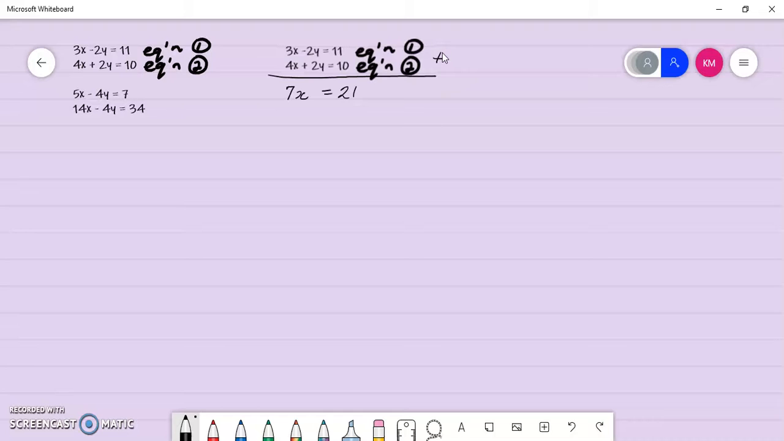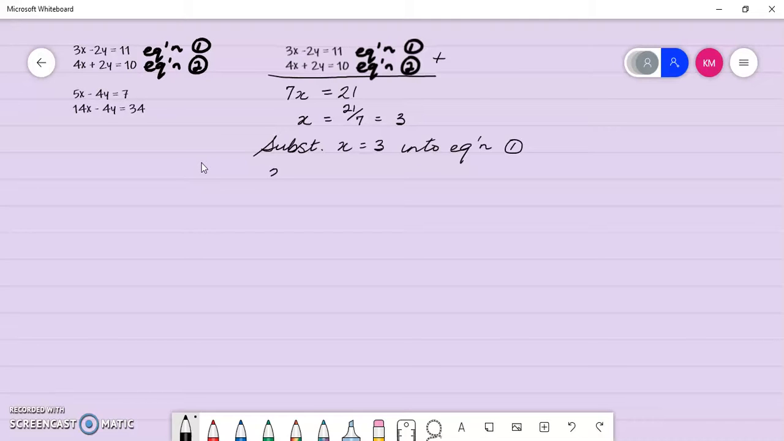So now I have an equation with one variable. I can solve for x. If 7x equals 21, I'm going to get x is equal to 21 divided by 7, x is 3. Now that I have the solution of one of my variables, I can substitute this value into any one of my equations. So I'm going to write substitute x is equal to 3 into equation, let's go with equation 1.